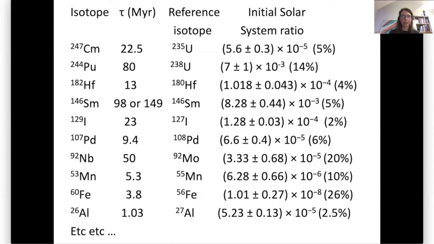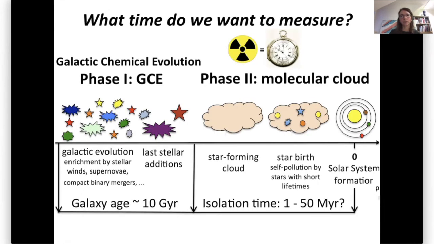The phase at the left is the evolution of the Milky Way galaxy from when it was born to the time when the sun was born, 9–10 billion years. And here we have hundreds of thousands of stars that are born and die, and when they die, they eject new chemical elements into the interstellar medium, and we have new stars.